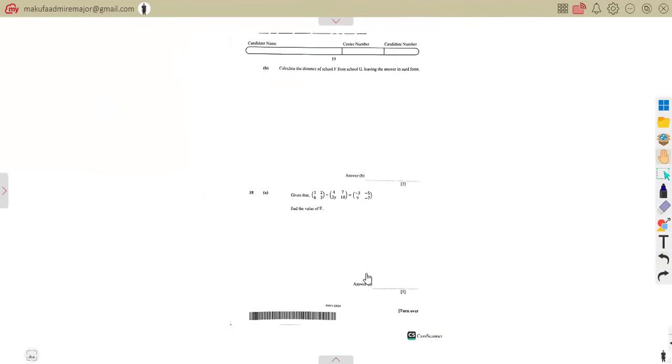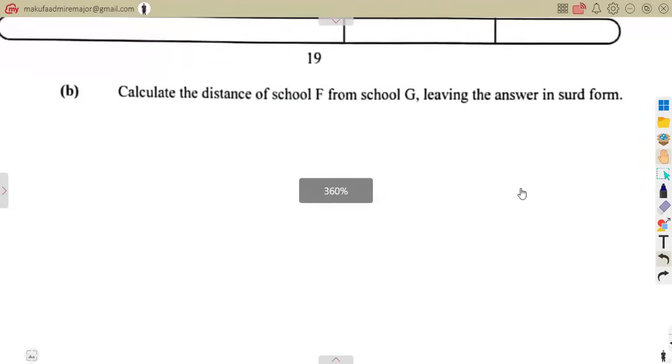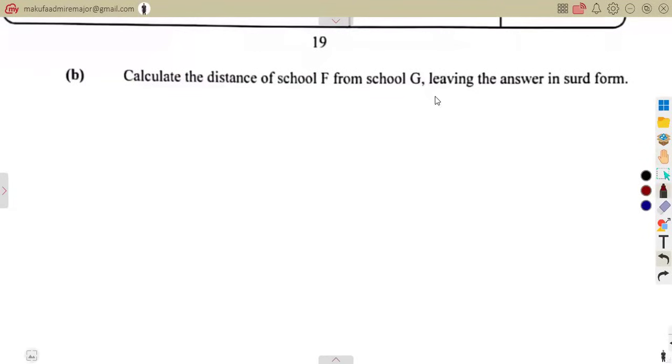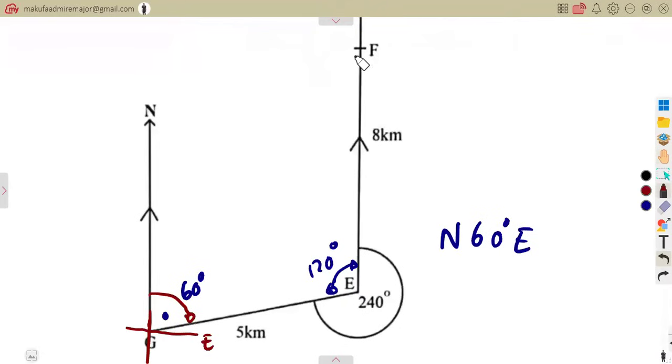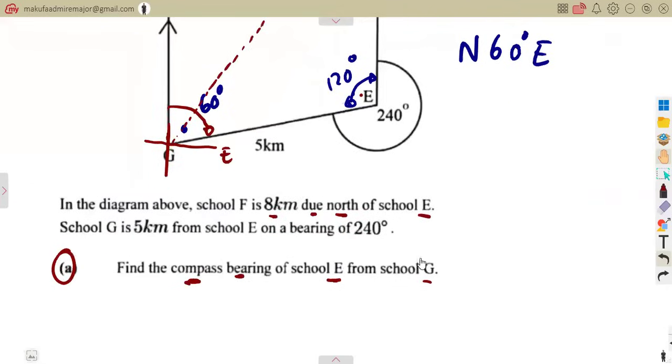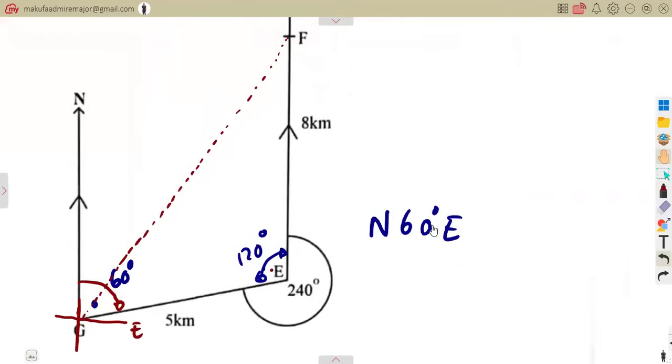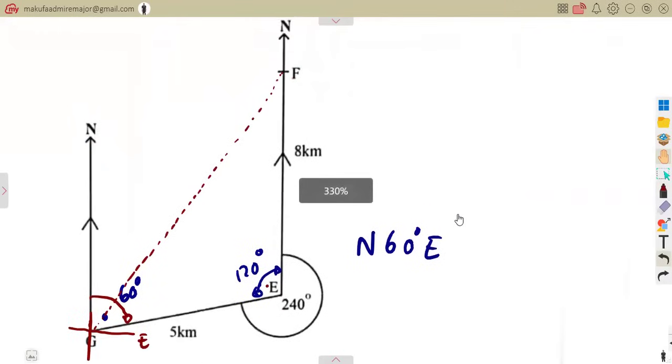And with this, you're then asked to calculate the distance of school F from G. Leave your answer in surd form. F from G. Okay, let's see on our diagram. I want you to see something here. This is where we are having our F. Our F is this point to G. So we need this distance that is covered here. As we can see, the triangle that is formulated is a non-right angle triangle given two sides and an included angle. So this question was not clear enough because we do not have the values of the angles, the cos of 60, the sine of 60. We do not have those angles.